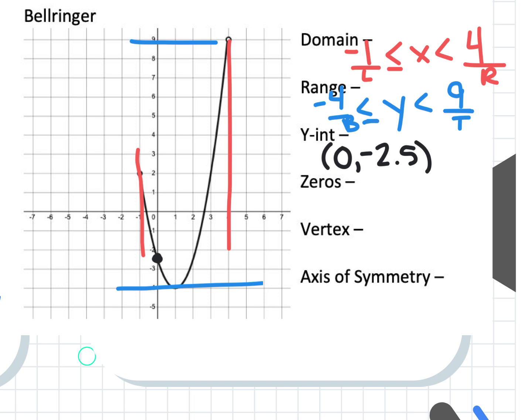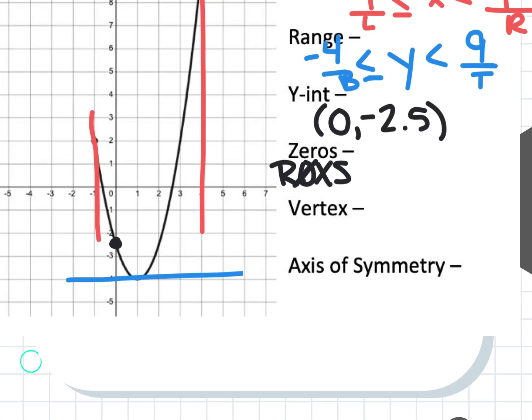2.25. What's another word for zeros? Solutions, x-intercept, I heard. Root, very nice. There's that rocks that we've been talking about. How many roots, zeros, x-intercept solutions do we have on this one? We have 2. And what are they? We're going to have to estimate this, right? -0.5, comma 0. We're going to write it as a coordinate. And can we call that, what do you want to call that? 2.6? Sure, 2.7, something like that.